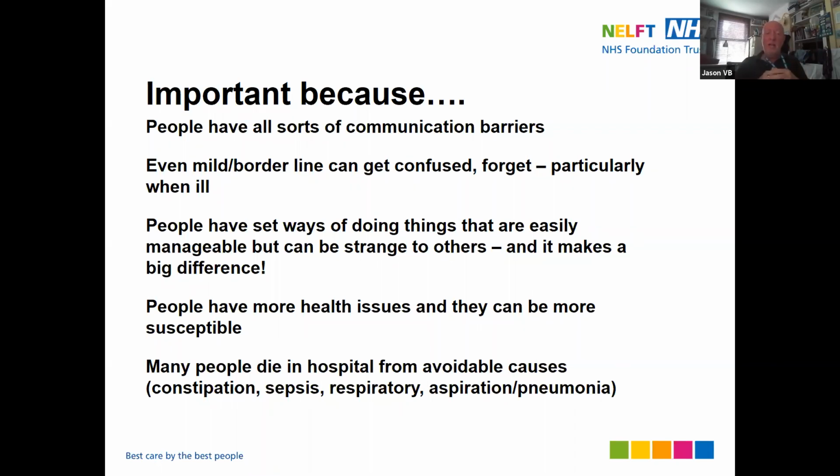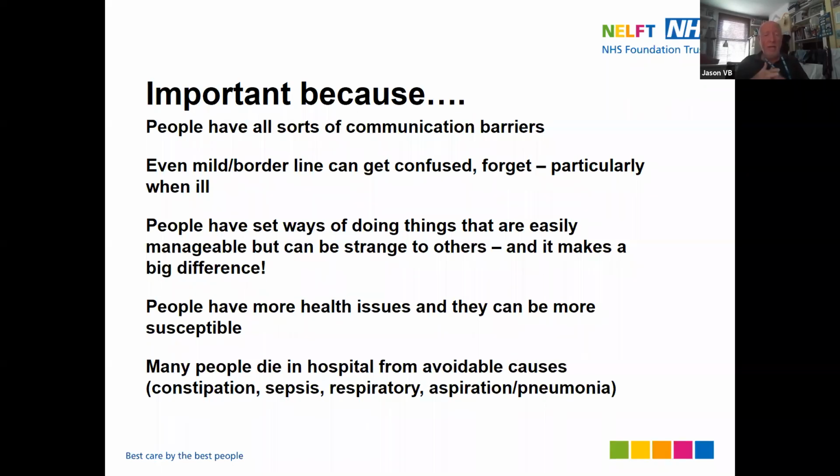People with a learning disability have more health issues, and they can be more susceptible to ill health, and it's important to recognise that because of that, the hospital passport will be there as their kind of advocate to help them to access better health care. And again, many people with a learning disability die in hospital from avoidable causes. Nicola was talking about constipation. I know we seem to talk about it a lot as nurses, but it is a fact that people actually die of avoidable, treatable conditions.